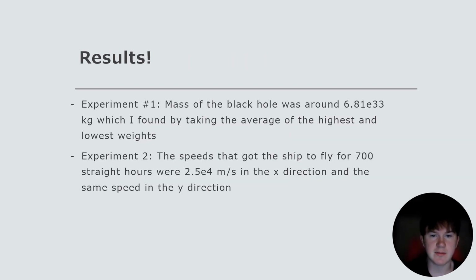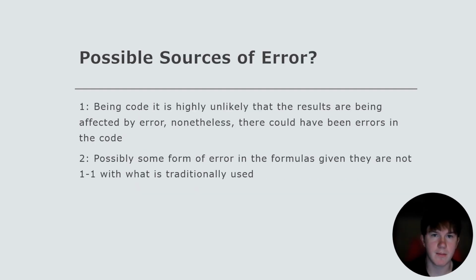But what were the results? Well, in experiment 1, the mass of the black hole was around 6.81 times 10 to the 33rd kilograms, which I found by taking the average of the highest and lowest weights. And in experiment 2, the speeds that I got for the ship to fly around for 700 hours straight were 2.5 times 10 to the 4th meters per second in the x and y direction both.